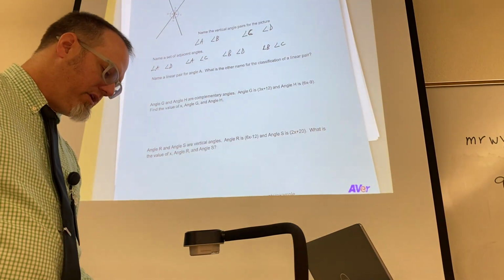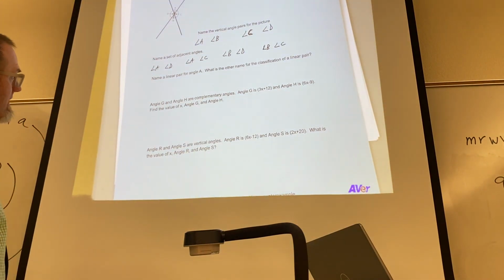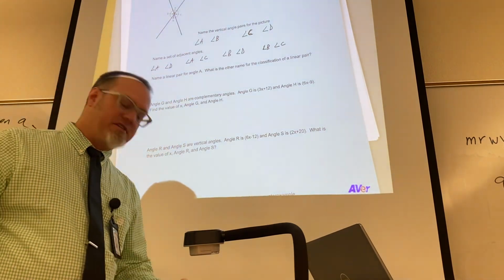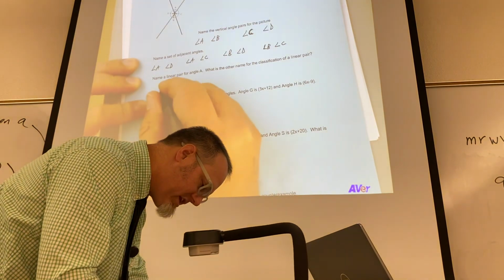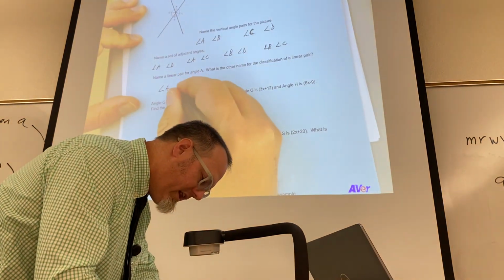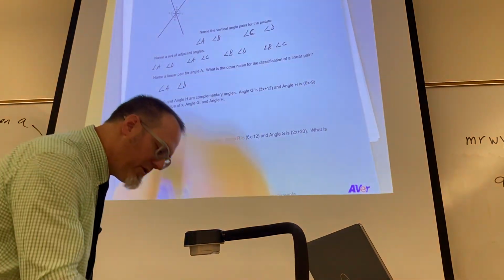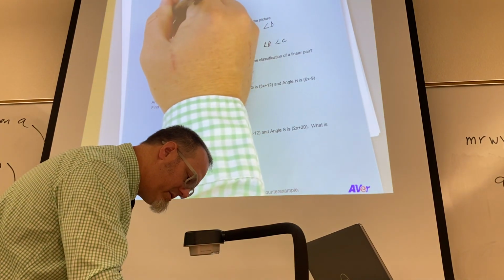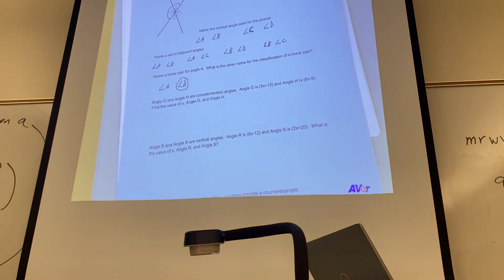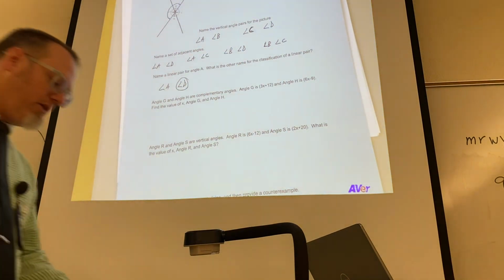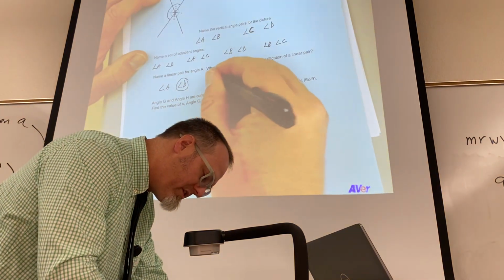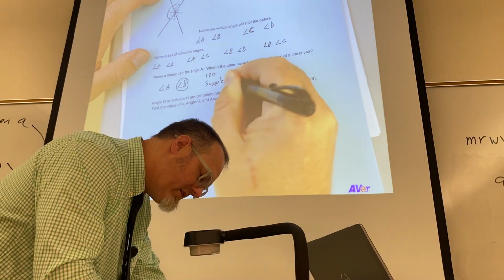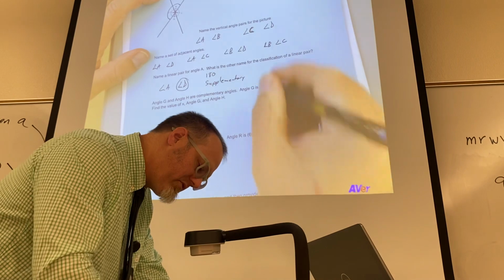Name a linear pair for angle A. What is the other name for the classification of a linear pair? This is actually the exact same thing as the one above it. And I'll say angle A and angle D. So angle D would form a linear pair with A. They are next to each other, they are on a straight line. Because they are next to each other, they are on a straight line, they're going to add up to 180, which makes them supplementary angles.